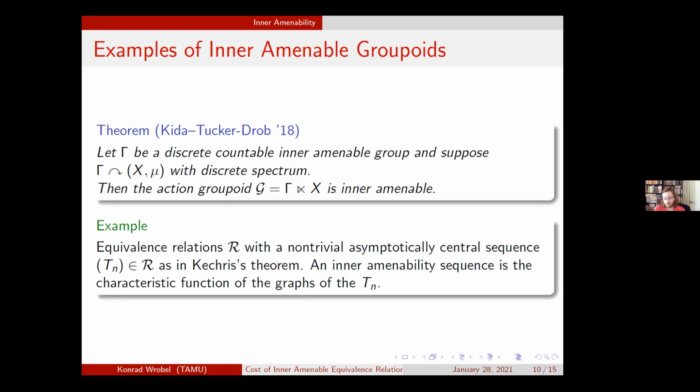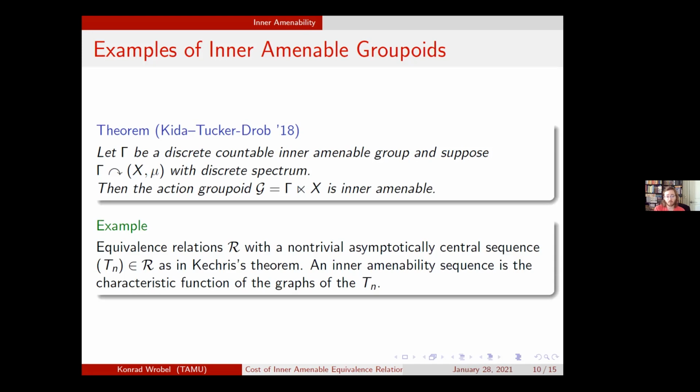In this case, you can define an interamenability sequence just by looking at the graphs of these T_n's and looking at the characteristic function of these graphs. Everything translates exactly as you would wish. And so these equivalence relations are in fact interamenable.